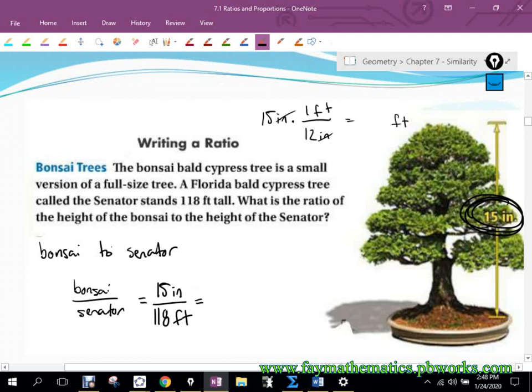12 goes into 15 one time, right? Yeah. So 1. And now, how many inches would you have left over? 3. Out of how many? 3 out of 12. So 3/12. You can leave it as 3/12, but that's 1/4. So I'm going to write it as 0.25. So 1.25 feet. Well, careful. It's already in feet.